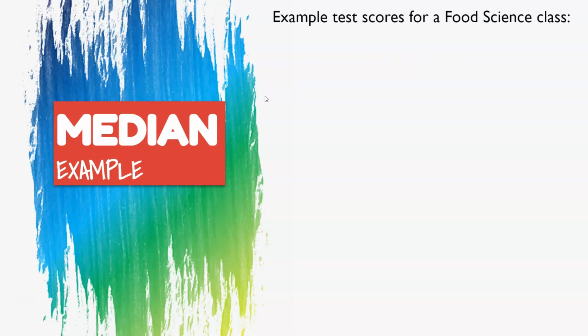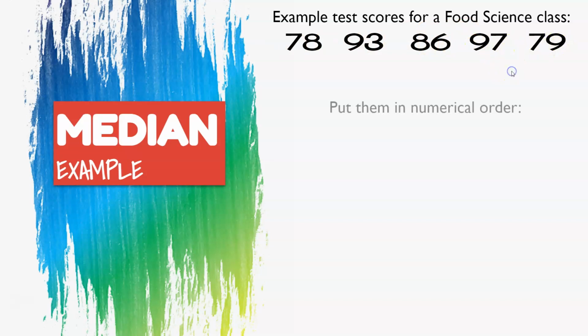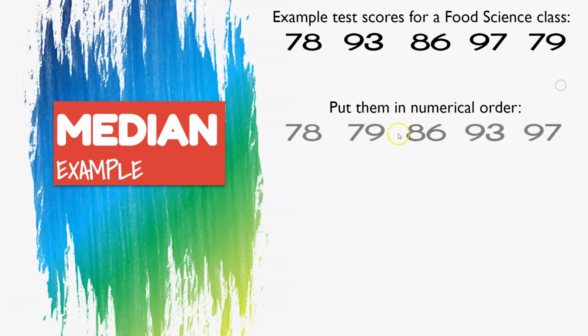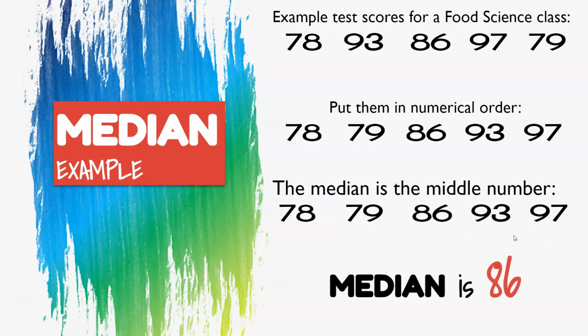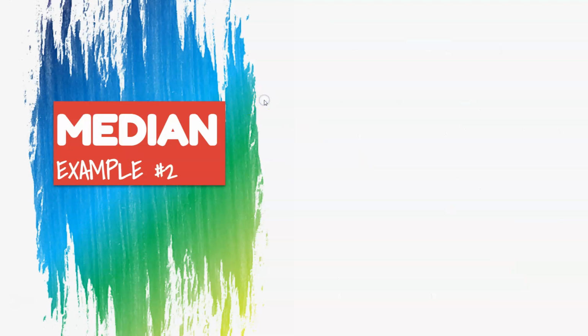Okay, so let's take some test scores again. We've got 78, 93, 86, 97, 79. These are not in order. We'll put them in numerical order. So now we've got 78. We took the 79 over here. Then we've got 86 in the middle, then 93, then 97. These are in order. So now we can go to the next step where we find the middle number. So 1, 2 on the end, 1, 2 on the end. The middle number right here is 86. So that would be the median or the middle number in a data set.